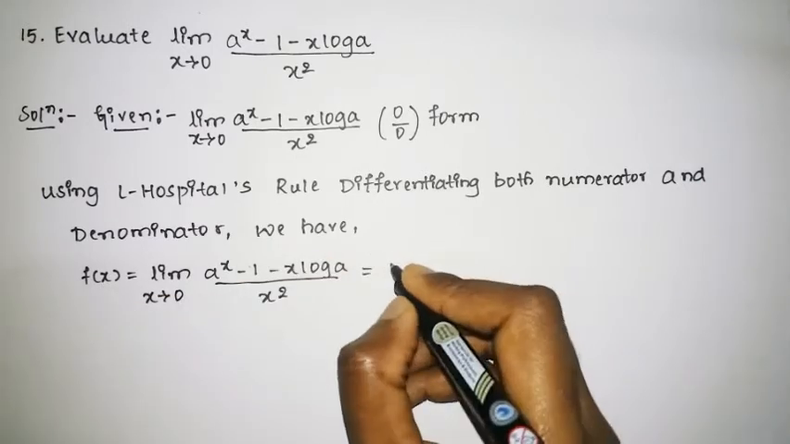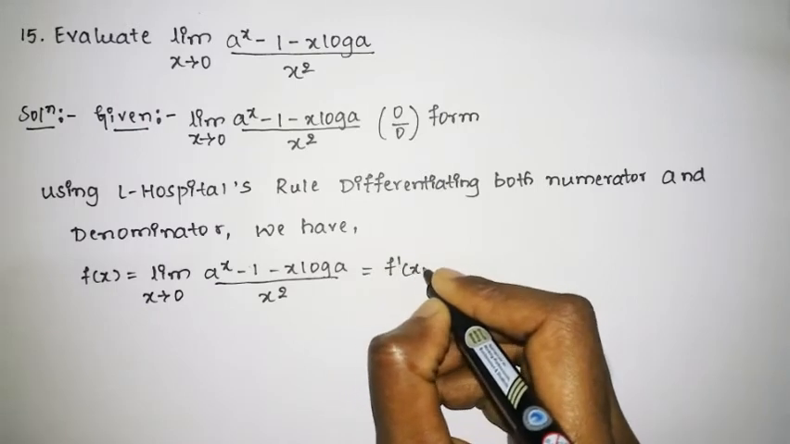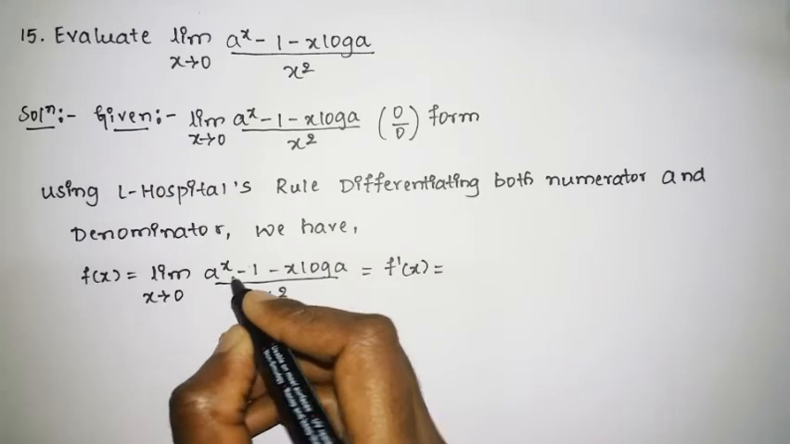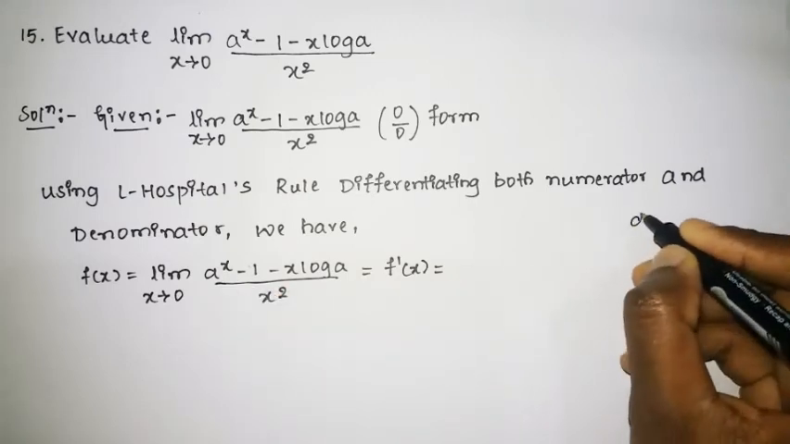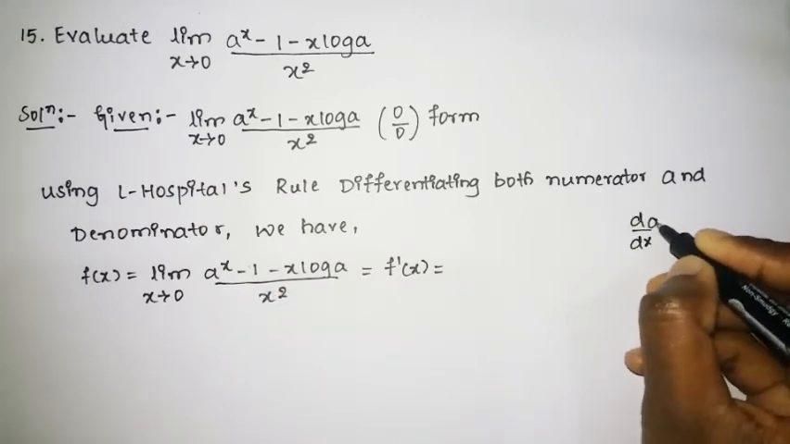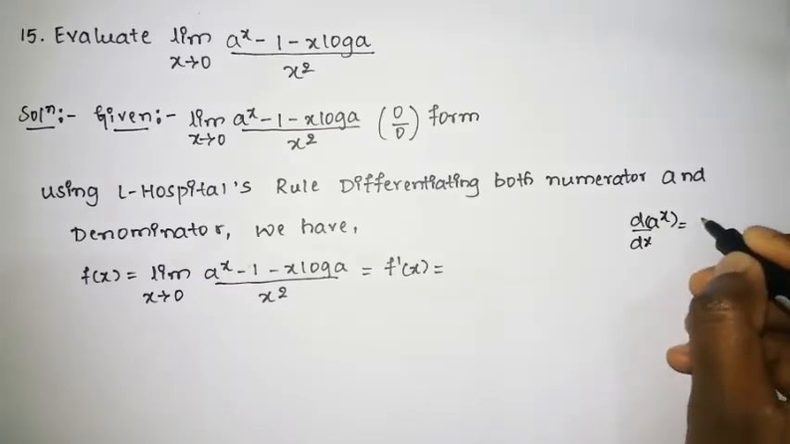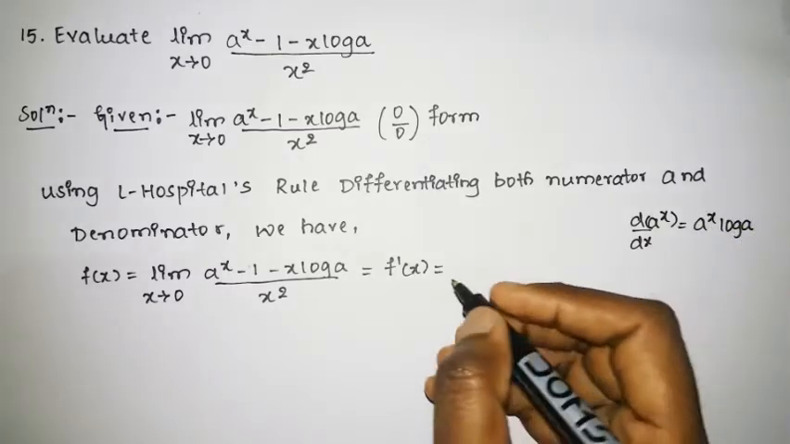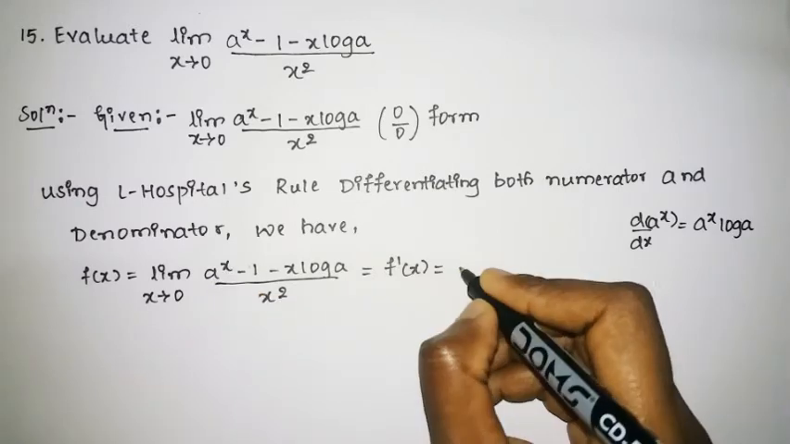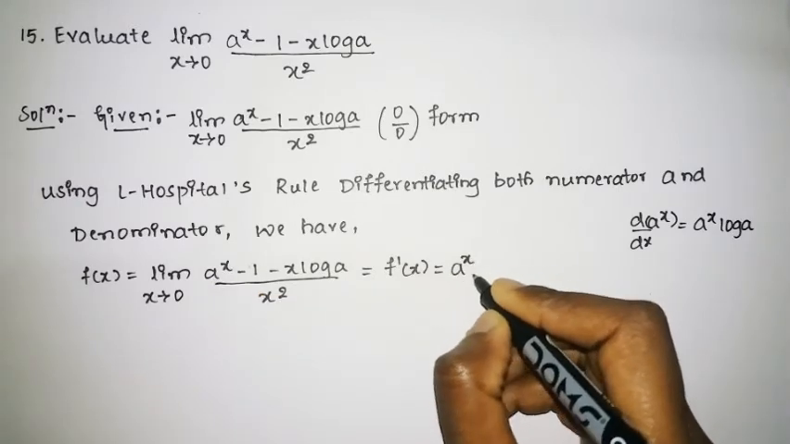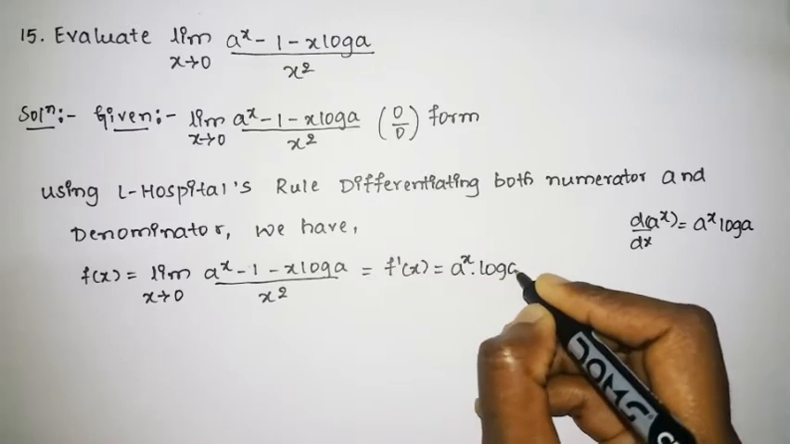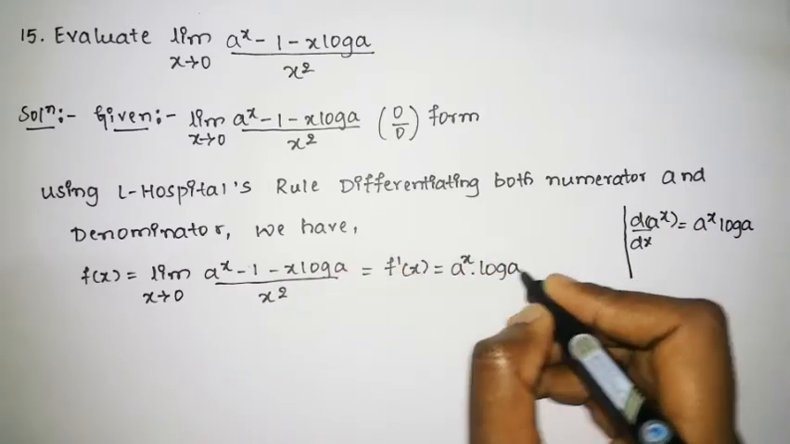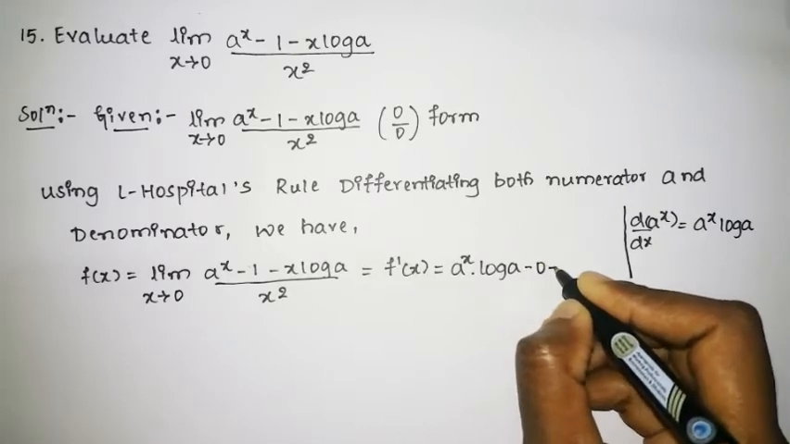So differentiation of f of x is nothing but f dash of x equal to, differentiation of a to the power x. That is d by dx of a to the power x is nothing but a to the power x into log a. This is one of the standard formulas. So differentiation of a to the power x is written as a to the power x into log a. Then differentiation of 1 is 0, that is minus 0 minus.